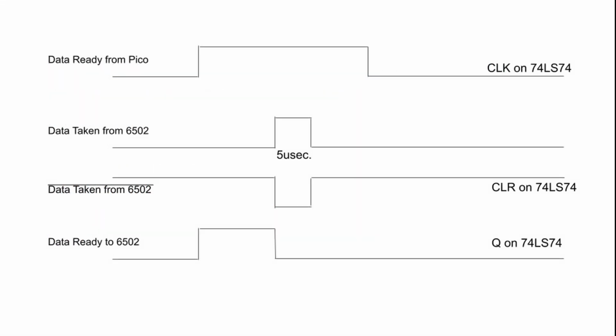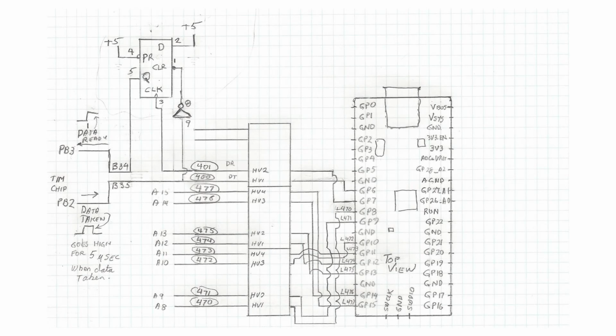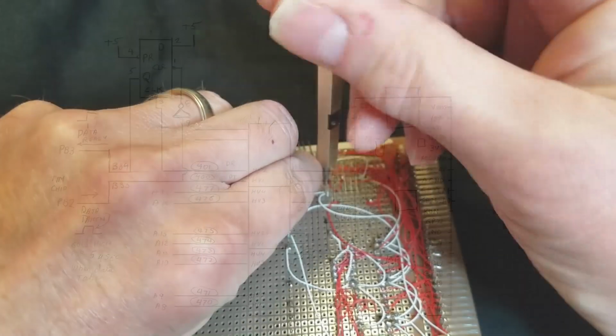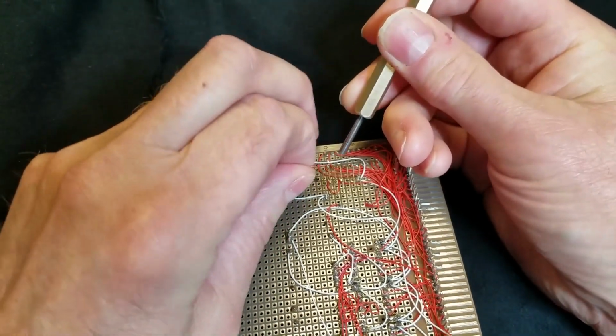The TIM monitor for the 6502 has about a 5 microsecond window after it sends the data taken signal before the data ready signal must go low, otherwise it will read the same byte again. Last time, I added a flip-flop to clear the data ready signal immediately upon receiving the data taken signal. But since the PIO can accomplish this in much less than 1 microsecond, I'm going to remove the hardware.